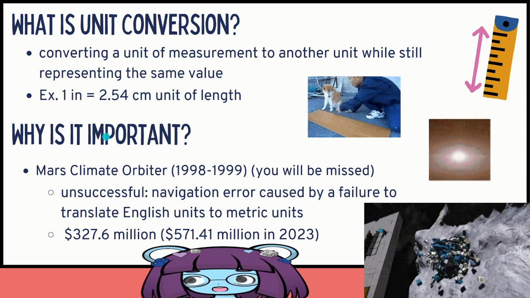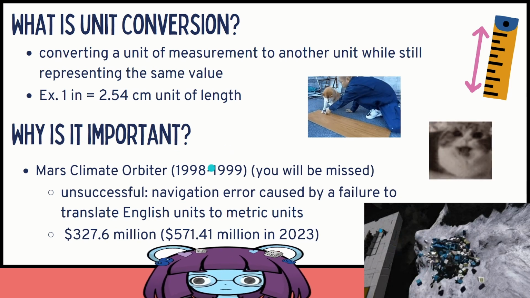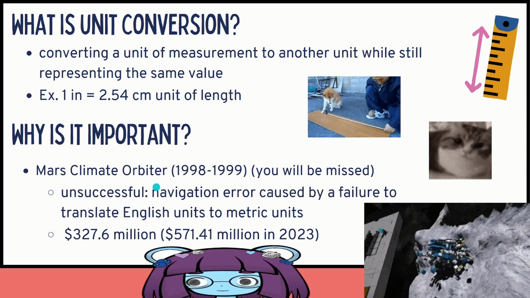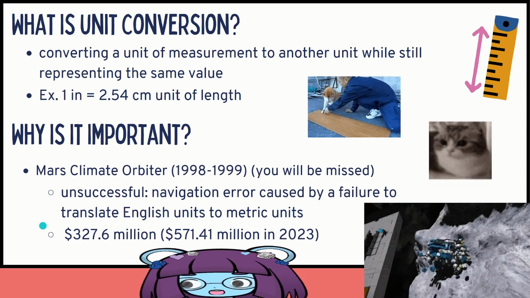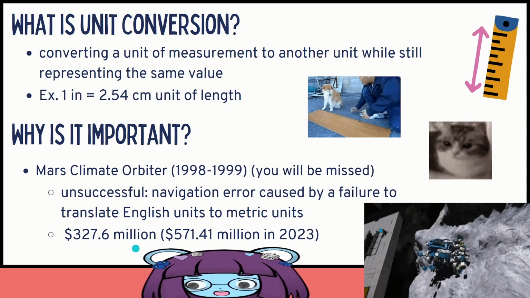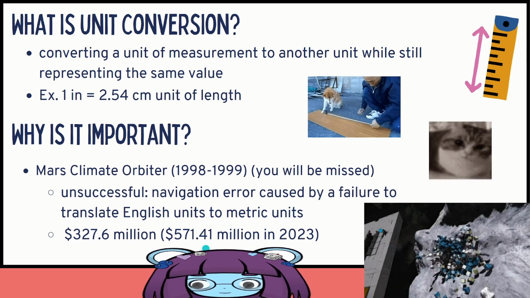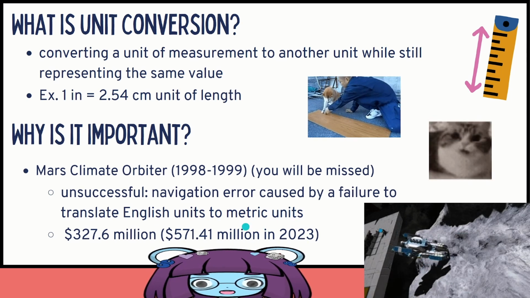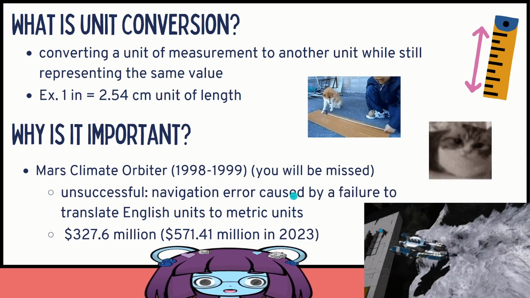You may have heard of Mars Climate Orbiter. Rest in peace, Orbiter, you will be missed. Its mission was unsuccessful due to a navigation error caused by a failure to translate English units into metric units. At the time, this mistake cost over $300 million, and adjusted for inflation for 2023, it costs over $500 million, so making sure you get the right value of measurement and the units matters a lot.